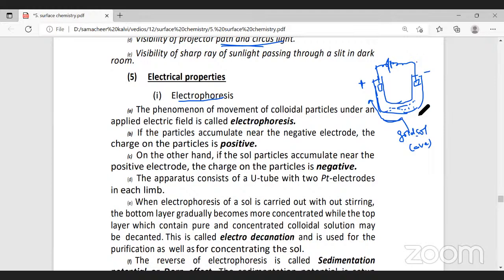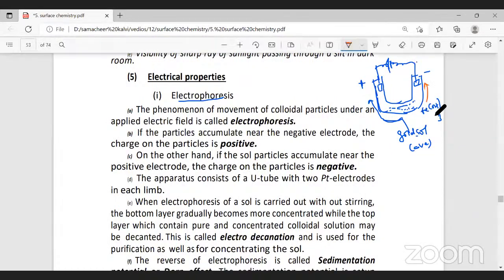Similarly, if you take ferric hydroxide sol, when you pass current, this ferric hydroxide sol will move towards the cathode. Since the ferric hydroxide sol is moving towards the cathode, and the cathode is a negative electrode, positively charged particles only will move towards the cathode. Therefore, this ferric hydroxide will have a positive charge.